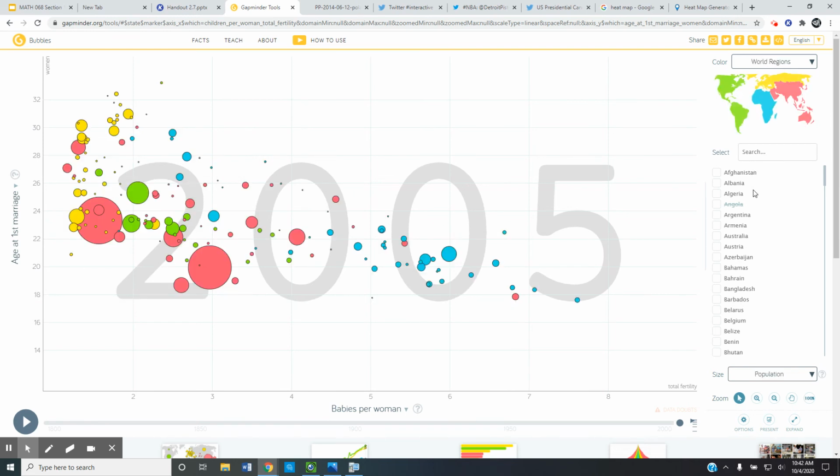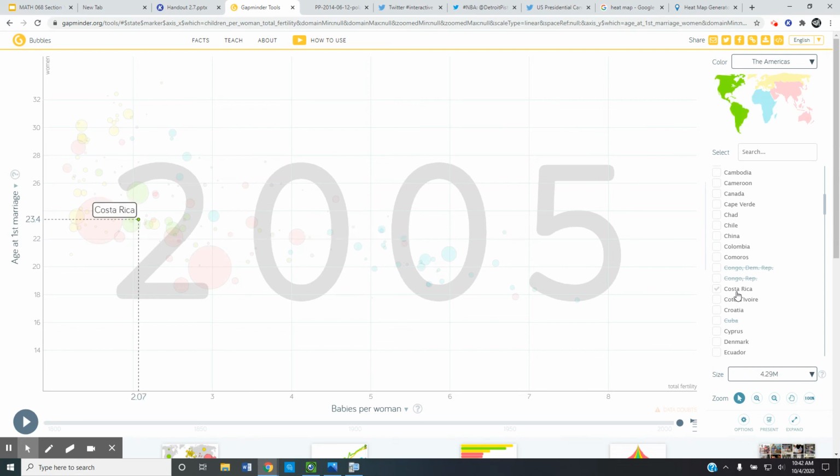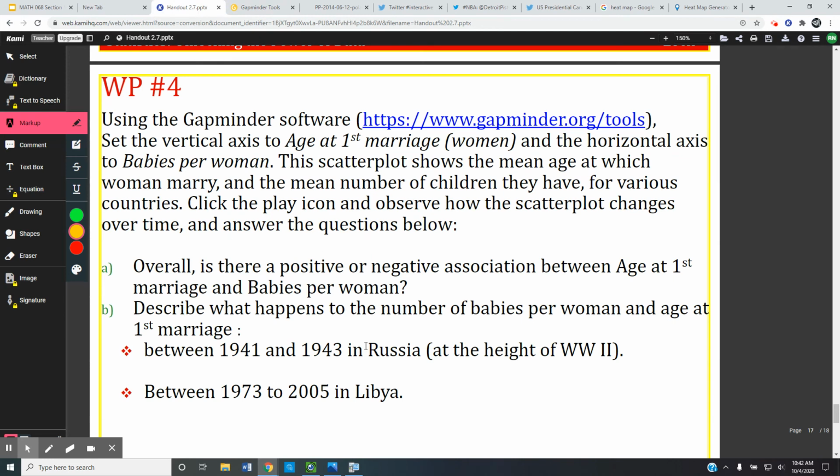You can also subset it out by simply clicking on only the area you want. So if you only want Costa Rica, just hover over it and it will show you Costa Rica. If you want Cyprus, hover over it and it'll show you Cyprus. It'll show you whatever you want, and you can change those data values as you need to. Remember, you're between 1941 and 43, and because it says in Russia, I think that I would look at Russia.